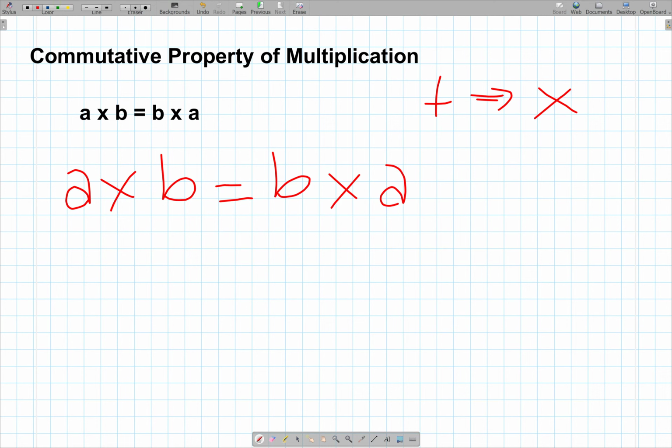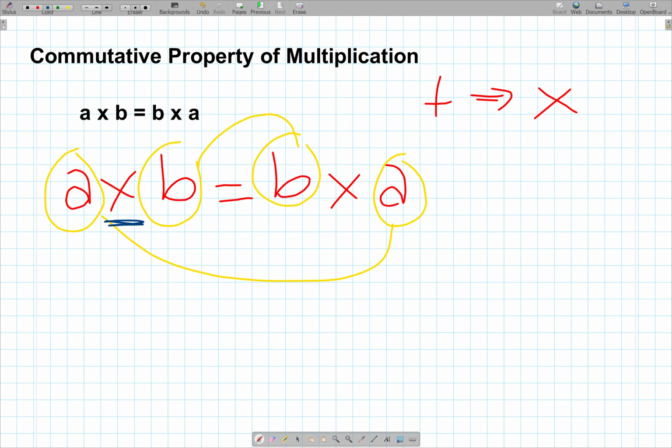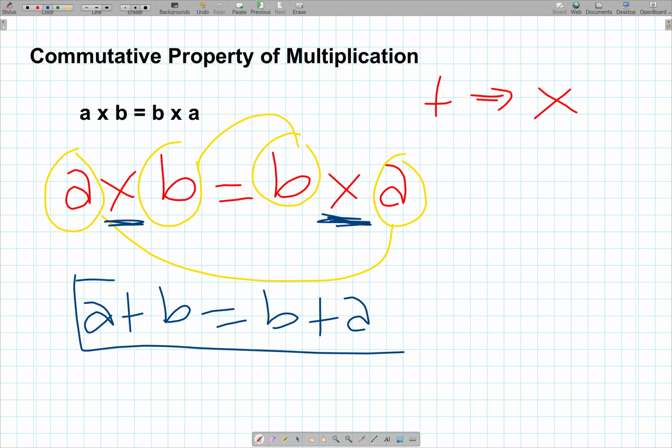Nandito ang A. Nandito ang A, nandito din si A, tapos si B, then si B. Tapos, multiplication yan kasi times, di ba? So, ang tawag dito, class, is commutative property of multiplication. Bakit siya multiplication? Times yan. Hindi katulad kanina. Kanina ay A plus B equals B plus A. So, ang tawag dito ay commutative property of addition.